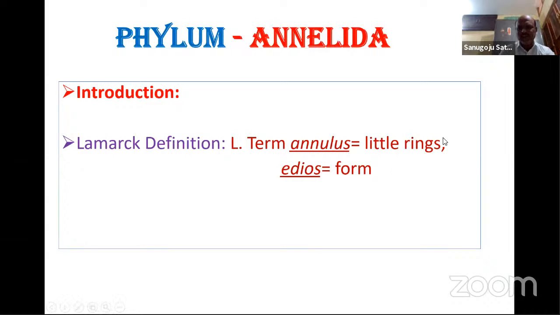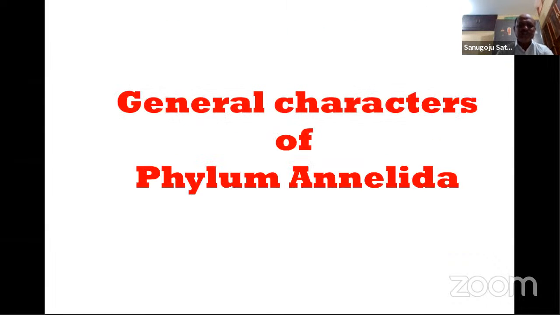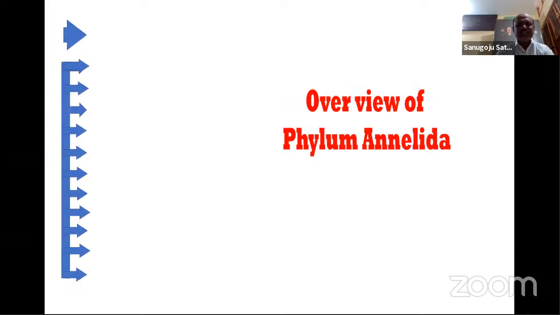Actually, the term annulus means little rings. Eidos means forms. The body is specially consisting of little rings. Entire body is consisting of little rings. That's why the phylum Annelida has been coined. We have to go through the general characters first. Then we have to overview the phylum Annelida.